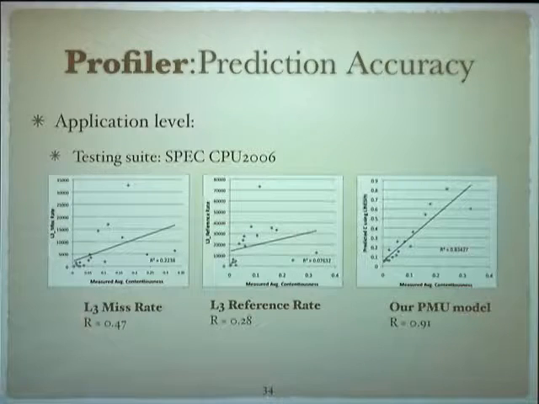That using last level cache miss rate and reference rate to actually predict how contentious the application is. And this is our model. So as you can see, we have a much better linear regression, linear correlation coefficient.